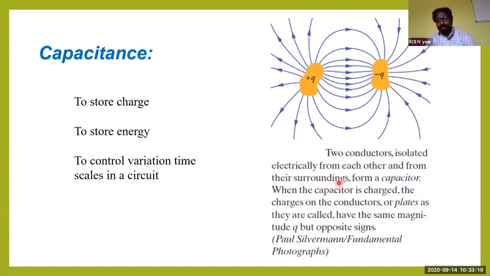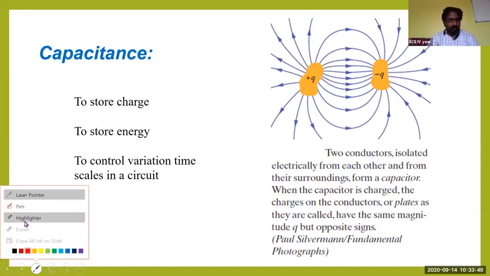So this is a diagram where you have two charges here. These are two conductors which are electrically isolated. Two charges, positive and negative, electrically isolated from each other and their surroundings, form this capacitance. Now here, in the previous slide, I have drawn two metal parallel plates. So assume that there is a parallel plate which is like vertical here.